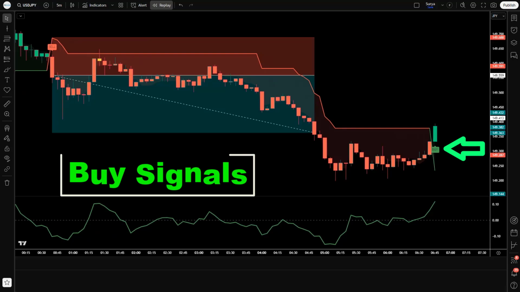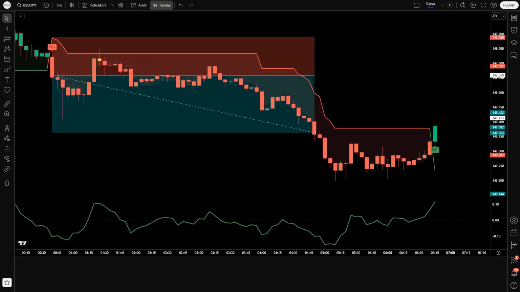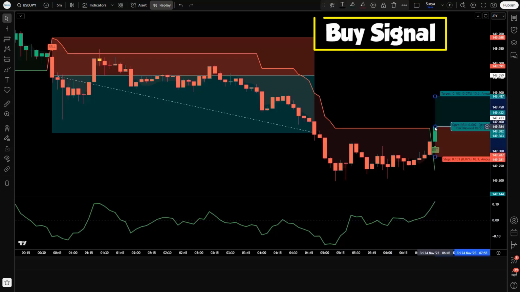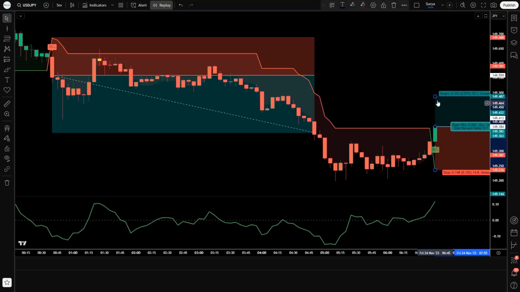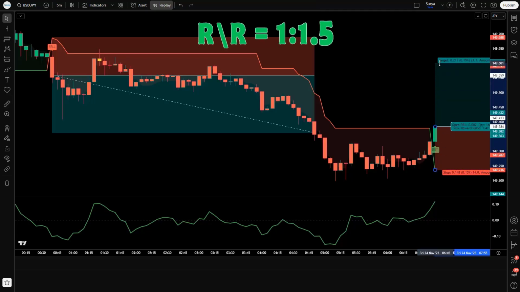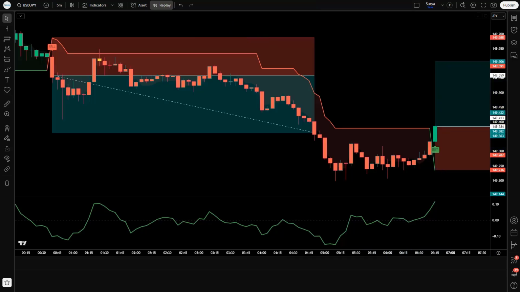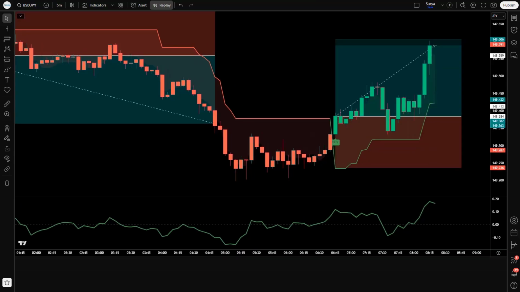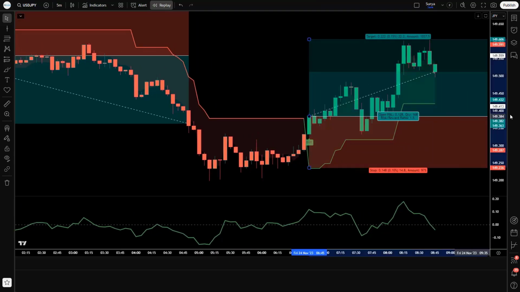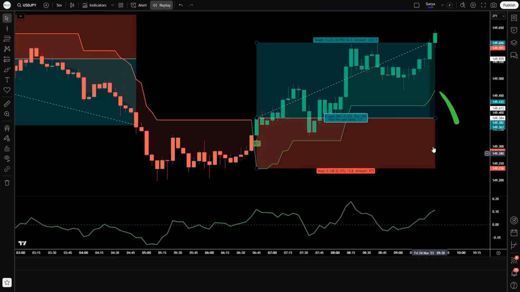When the ATR trailing indicator has given a buy signal, the green line of the Detrended Price Oscillator indicator is above the zero level, and the market forms a bullish candle. So all these conditions are met. Then we have to take a buy order, and our stop loss should be placed on this green line, and the risk-reward ratio will be 1:1.5. Let's see what happens to our trade. We have won the trade.